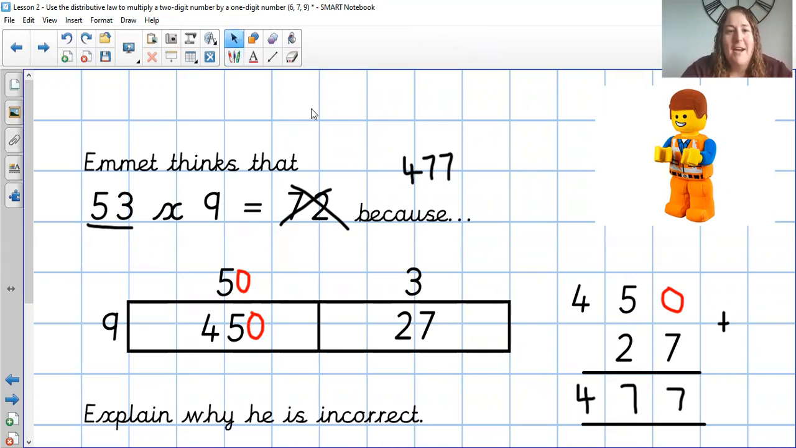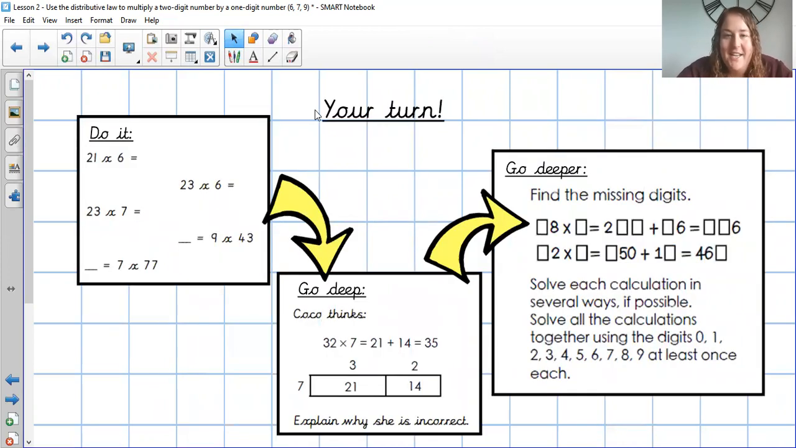Okay, hopefully your Friday brains are a little bit sharper than mine and you are ready for your activities today. You've got 5 do it questions, very similar to the ones that we've done. Please make sure you draw out those partition grids and then your addition calculation. Then you've got a Coco problem. Coco's made a mistake today. What has she done? Why is she incorrect? And finally, you have a go deeper, missing digits.